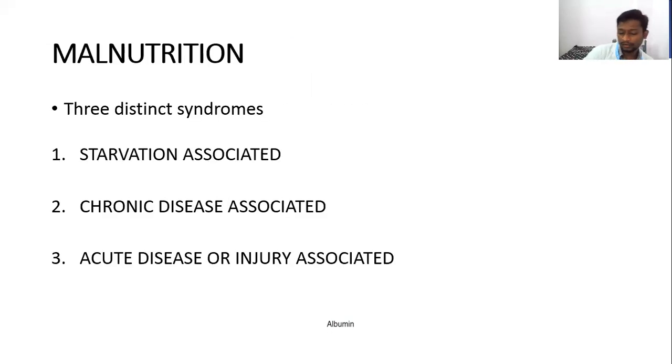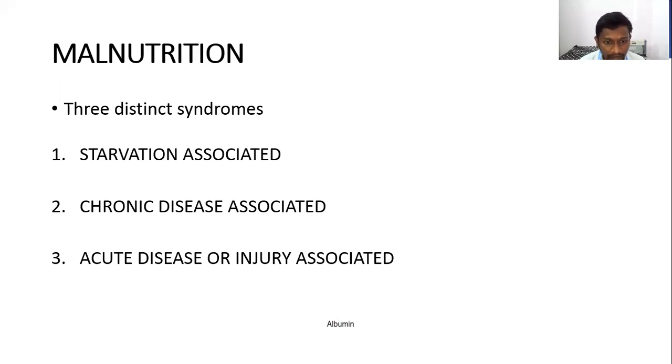Okay. Till now, we have discussed the basic physiology of metabolism and nutrition, the first topic for today. Now we would go to malnutrition. In relation to surgery or any malnutrition, there are three distinct syndromes. The first one would be starvation associated. The second one would be chronic disease associated. The third one would be acute disease or injury associated. As a surgeon, I would like to tell you all three of them are related to surgery, whether trauma, a major surgery or a minor surgery.